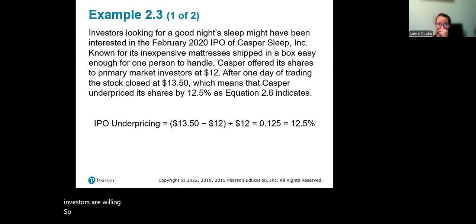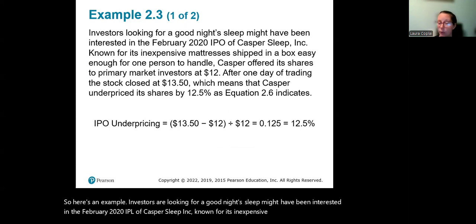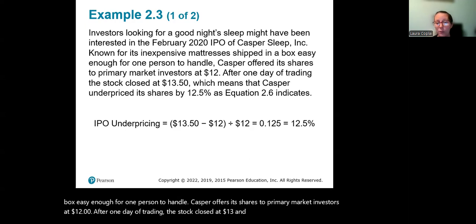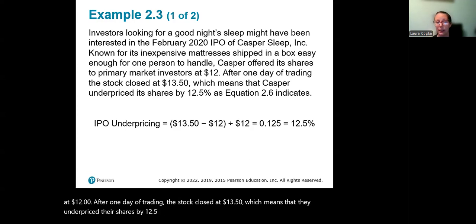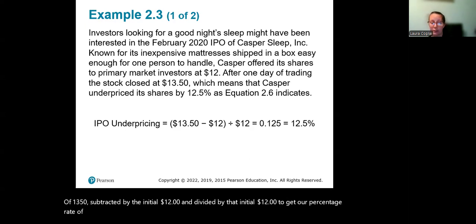Here's an example. Investors looking for a good night's sleep might have been interested in the February 2020 IPO of Casper Sleep Inc. Known for its inexpensive mattresses shipped in a box easy enough for one person to handle, Casper offered its shares to primary market investors at $12. After one day of trading, the stock closed at $13.50, which means they underpriced their shares by 12.5%. So again, we take the closing price of $13.50, subtract the initial $12, and divide by that initial $12 to get our percentage of 12.5%.